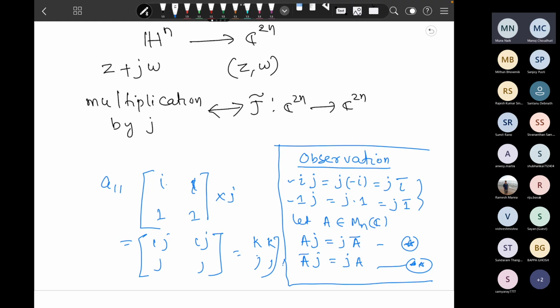So whenever you are multiplying by J here, the matrix A, this multiplication is done inside the quaternion. It's not just symbolic multiplication like here, J times W. It is the multiplication you are doing here inside the quaternion.